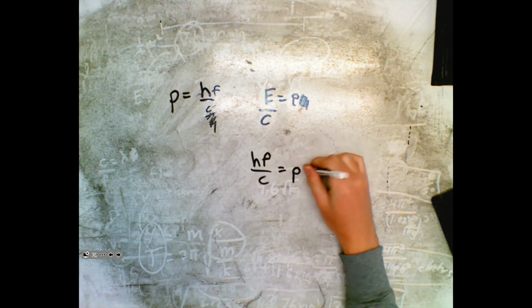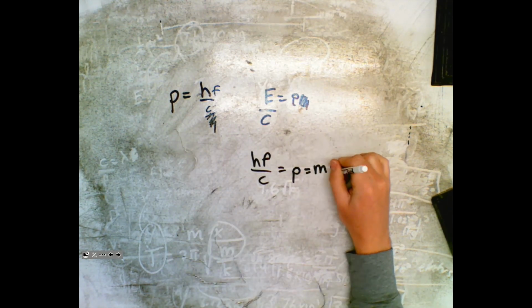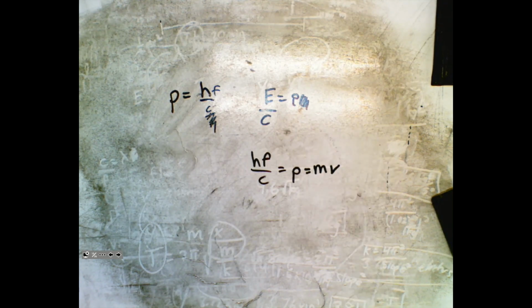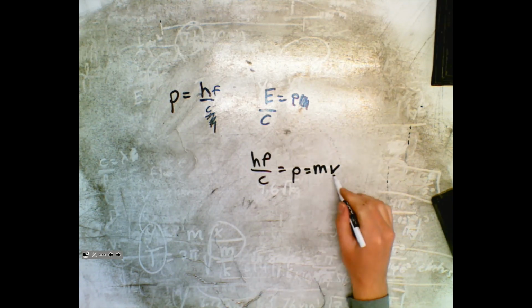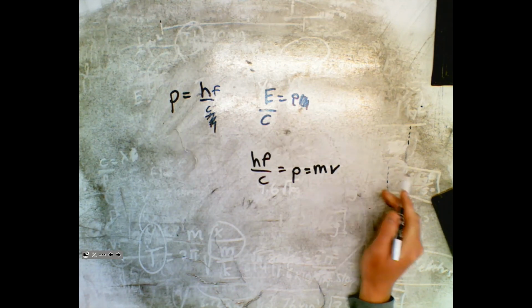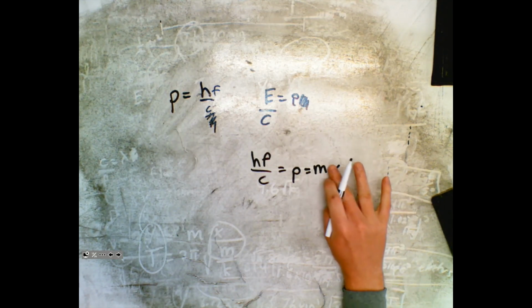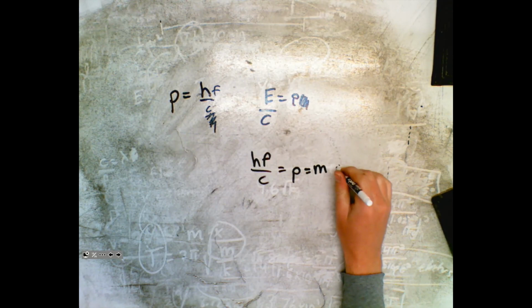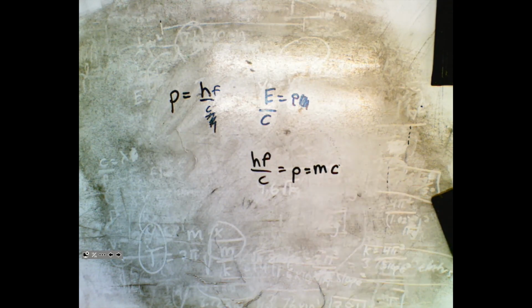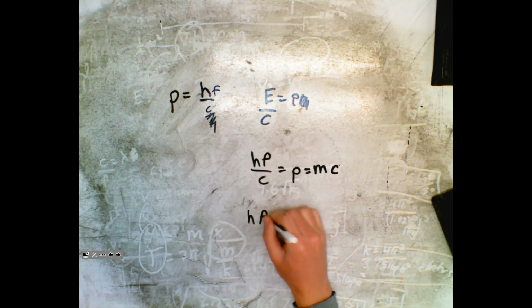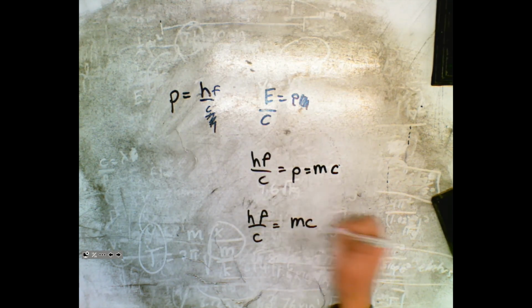And if we want to relate momentum to a mass, then we just have to go mv, right? But this v here, well, the photon moves at the speed of light. So instead of saying v, I can say c. So we end up getting hf over c equals mc, and then the c would just go down there, which would end up squaring it.